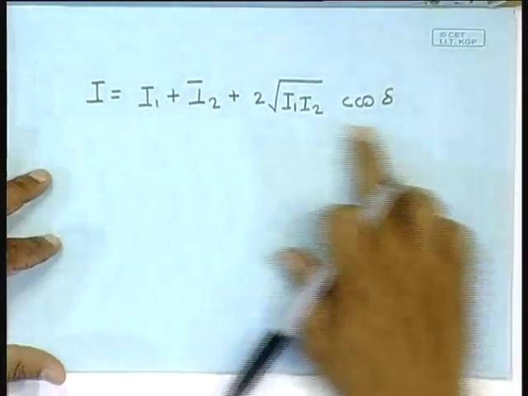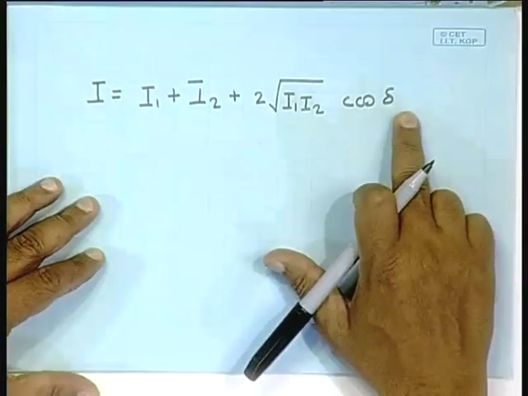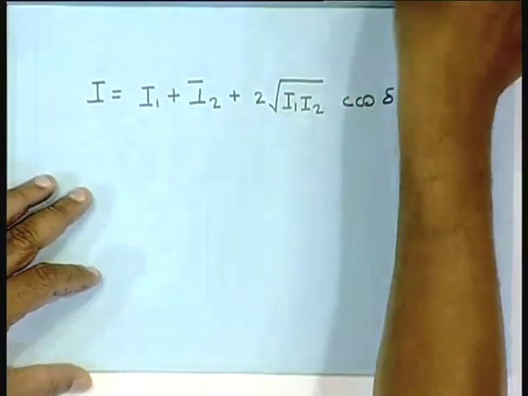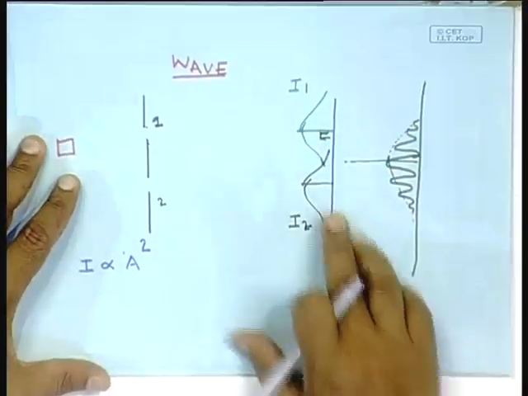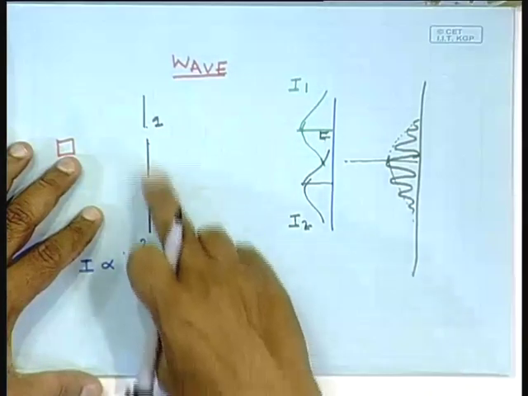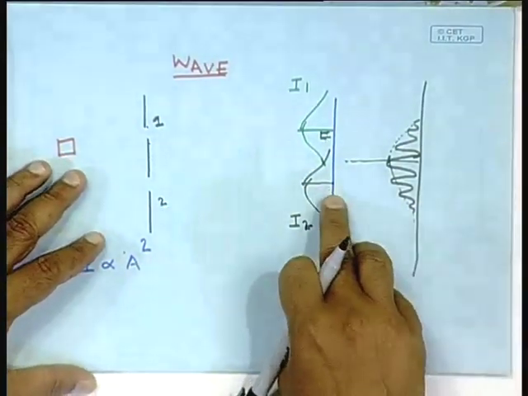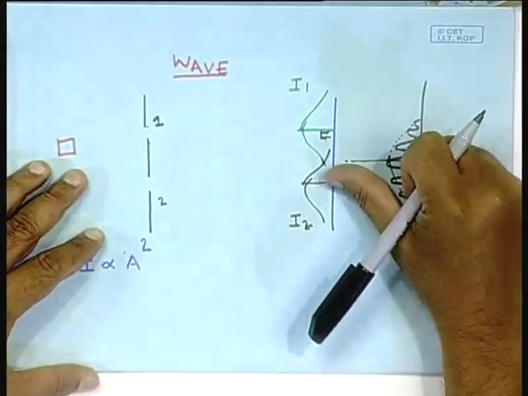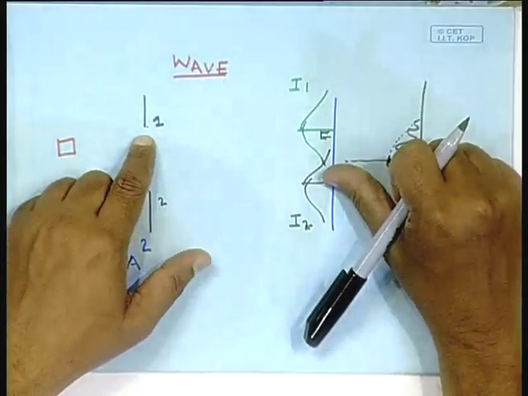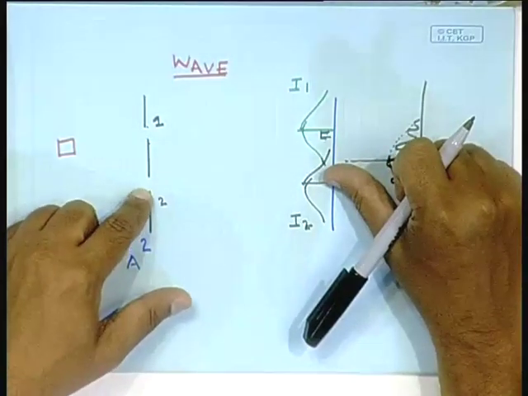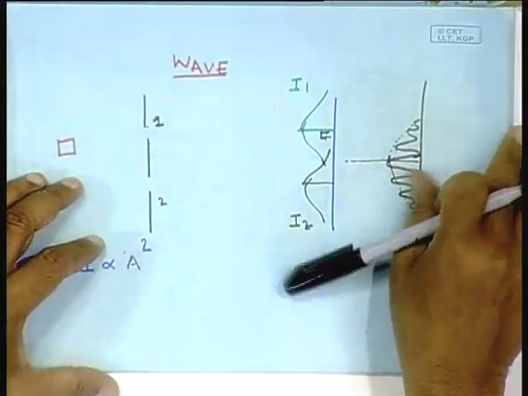This is a formula which we have derived, and we have spent quite a bit of time discussing it. Let me just remind you what this delta is. Delta is the phase difference between the two waves that arrive at the screen from the two slits. So, if I am calculating the intensity at a particular point on the screen, the contribution from slit 1 and the contribution from slit 2 are going to be at two different phases, and delta is that phase.